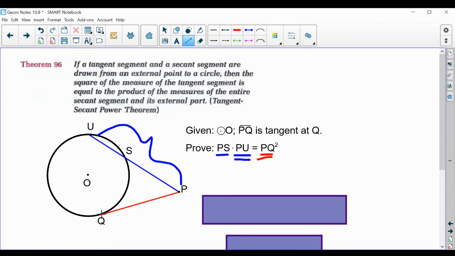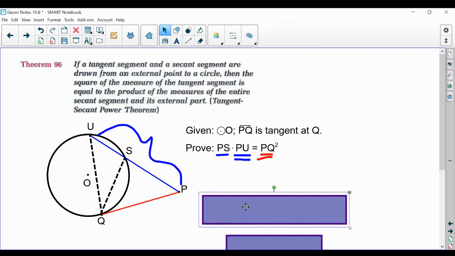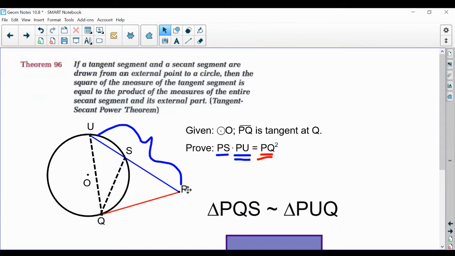draw in. So I'm going to draw in QU, and I'm going to draw in QS. And I'm once again going to prove that two triangles are similar. Now, which two triangles? PQS and PUQ. Now, why are they similar? Well, first of all, they share angle P. So by the reflexive property, angle P is congruent to itself. So we have one angle.